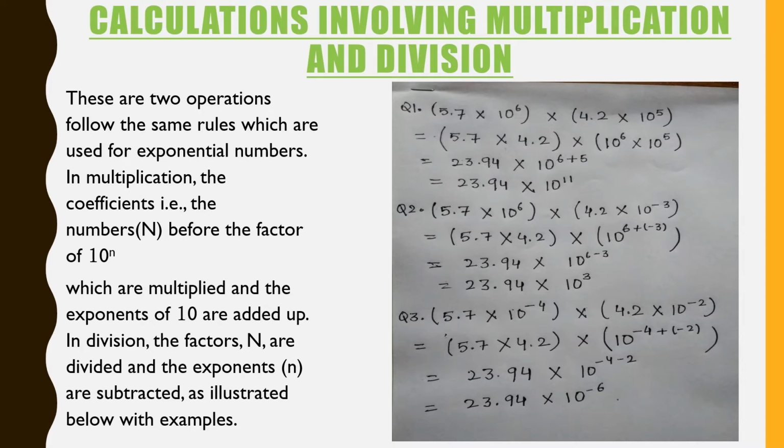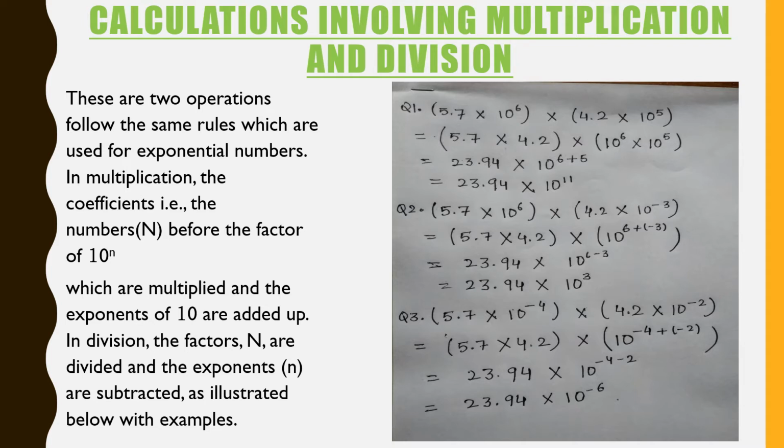For example, you can see here the images being given. The first question is 5.7 into 10 to the power 6 multiplied with 4.2 into 10 to the power 5. We have to do the multiplication operation on these two numbers expressed in scientific notation. For doing that, first of all, we are grouping 5.7 into 4.2 multiplied with 10 to the power 6 into 10 to the power 5.